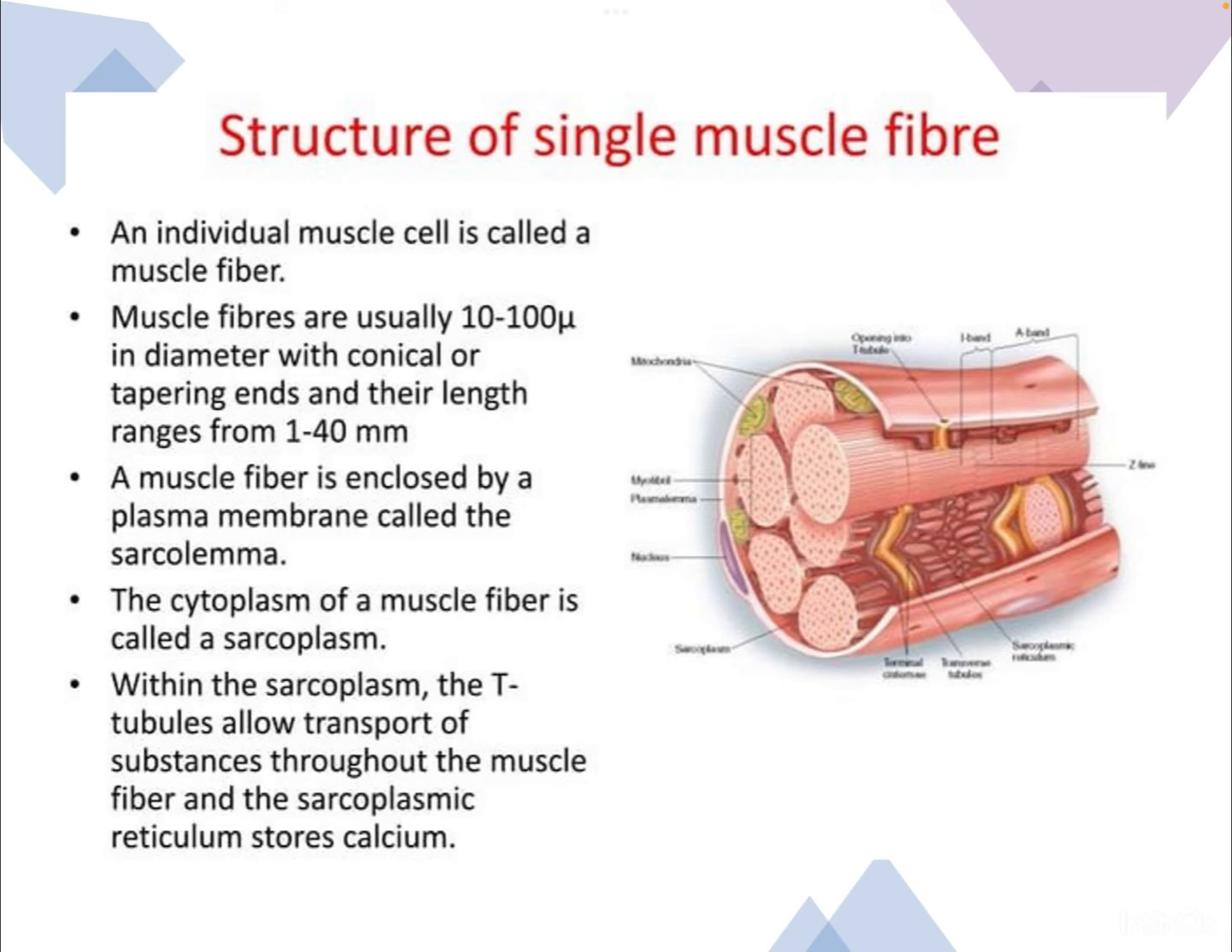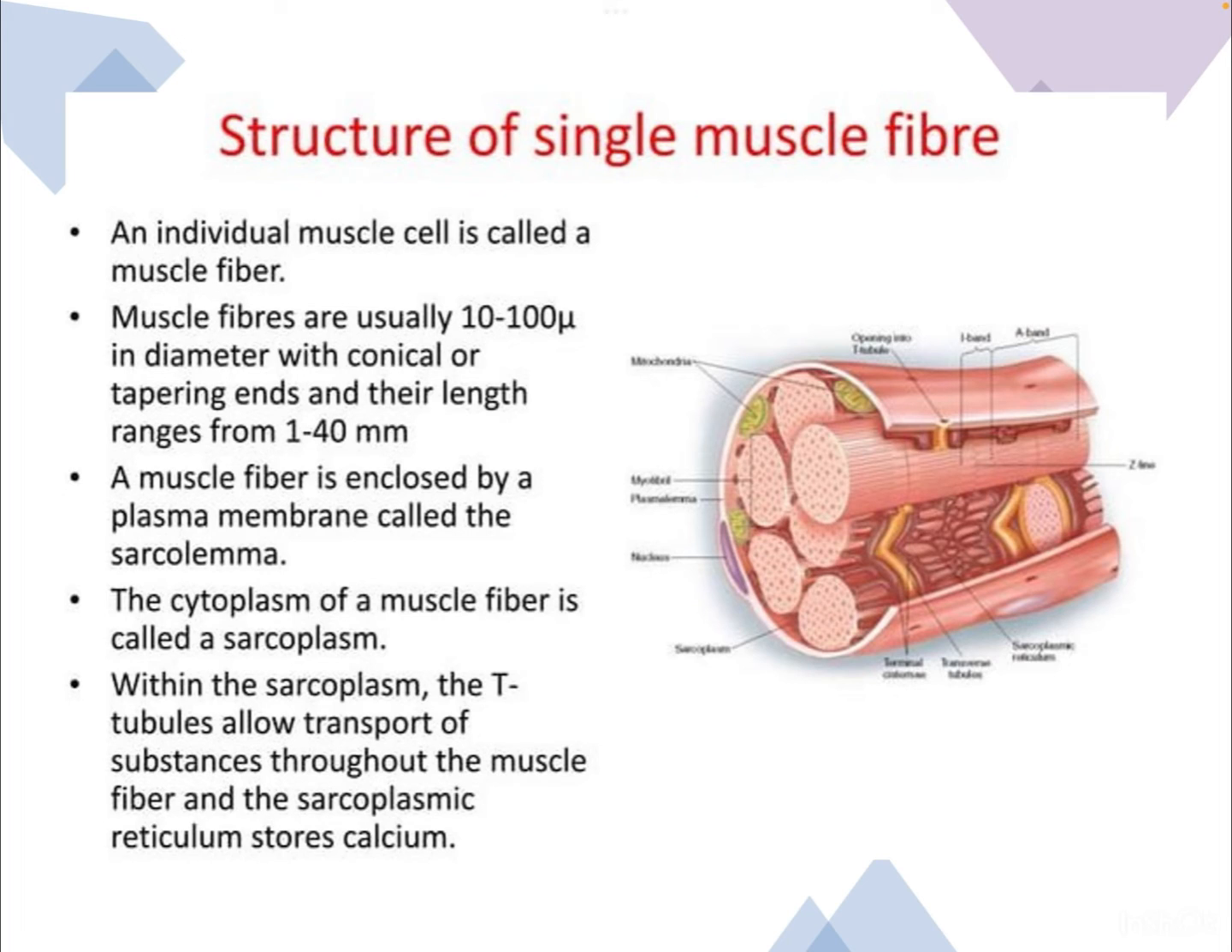Now let us study the structure of a single muscle fiber. An individual muscle cell is called a muscle fiber. So muscle, like our different body organs, has cells which have been designated a specific name. Cells present in the nervous tissue, brain and all, are known as neurons. Cells present in the kidney are known as nephrons. Cells present in the liver are known as hepatocytes. Similarly, cells present in the muscles are known as muscle fibers.